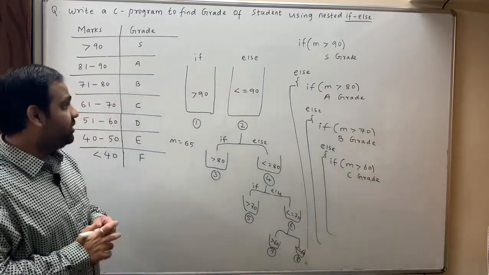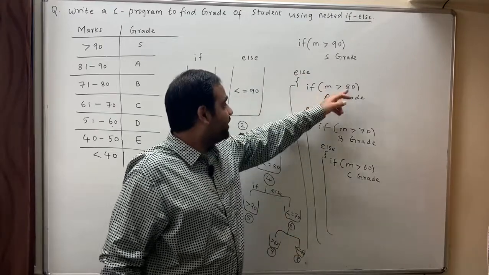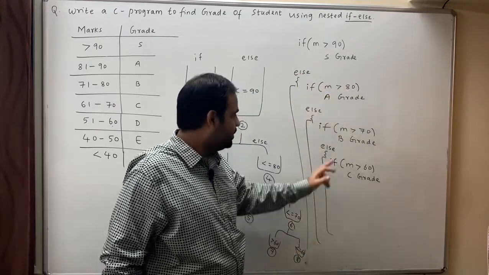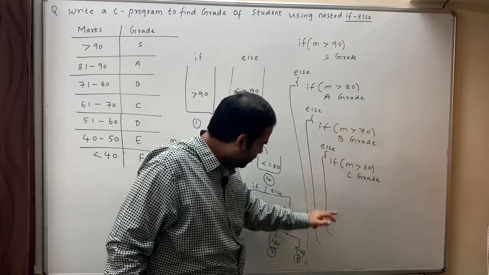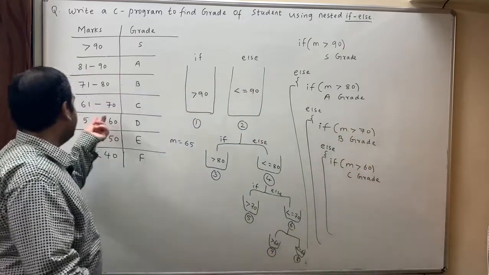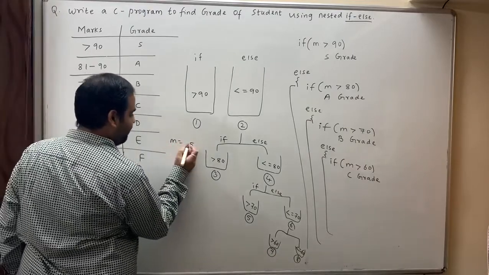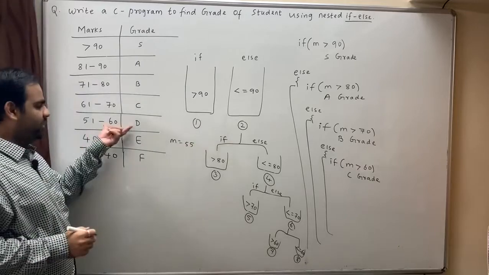Now let us say marks is 65. 65 greater than 90 is false, it comes over here. 65 greater than 80 is false, it comes over here. 65 greater than 70 is false, it comes over here. 65 greater than 60 is yes, and it says it is C grade, and you see it is a C grade. Now let me say it is 55. Now 55 means it should be D grade.